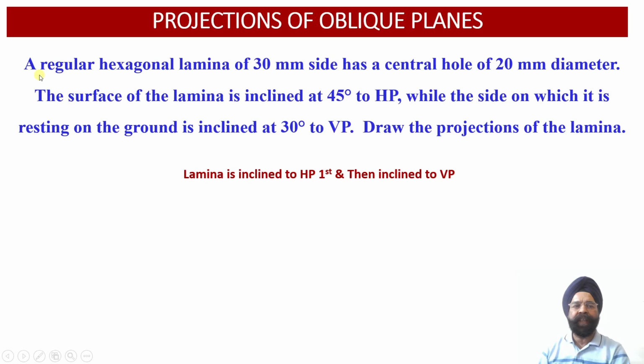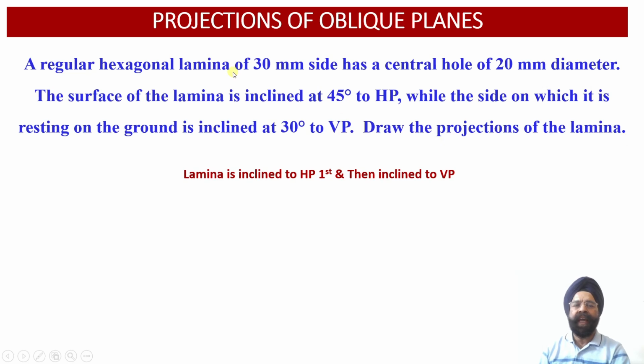Now we have been provided with a regular hexagonal lamina of edge 30 millimeter, which has a central hole of 20 millimeter diameter. The surface of the lamina is inclined at an angle of 45 degree with respect to the horizontal plane, while the side on which it is resting on the ground is inclined at an angle of 30 degree with respect to the vertical plane. So we are required to draw the orthographic projections of this lamina.